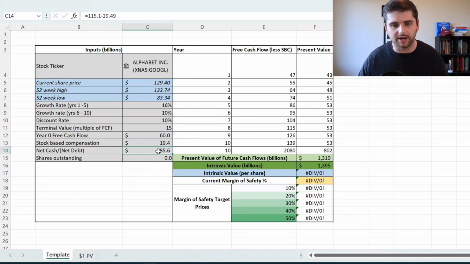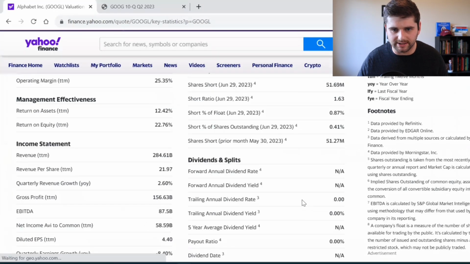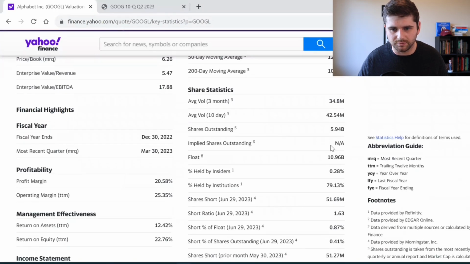That's completely fine, but Google has a lot of cash lying around. And finally, shares outstanding. Now, if I jump back to Yahoo Finance, in the share statistics section here, we should have a shares outstanding figure. And this is a good example of where, from time to time, Yahoo Finance can get things wrong.